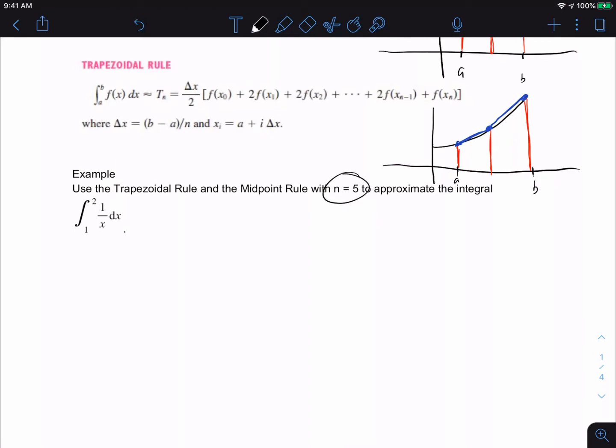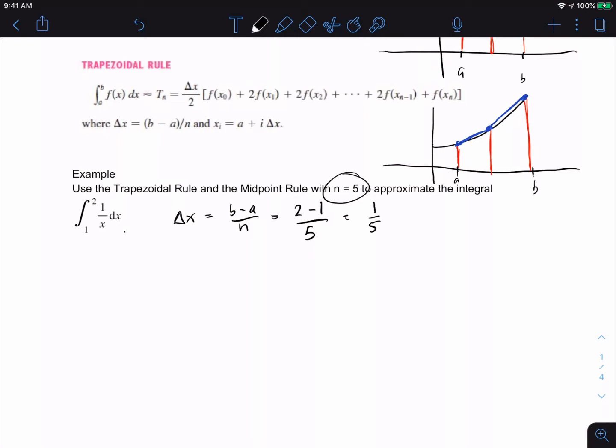One of the things that's important that we need to remember from finding the left and right-handed approximations is how to find delta x. And so delta x, we should remember, was b minus a over n. And in this case, my b is 2, my a is 1, and my n is 5. So my delta x in this case is going to be 1/5. Are there any questions about how I get my delta x? All right, cool. You remember some stuff.